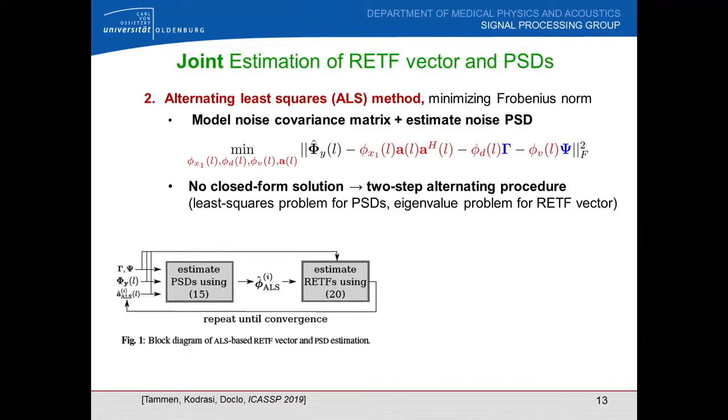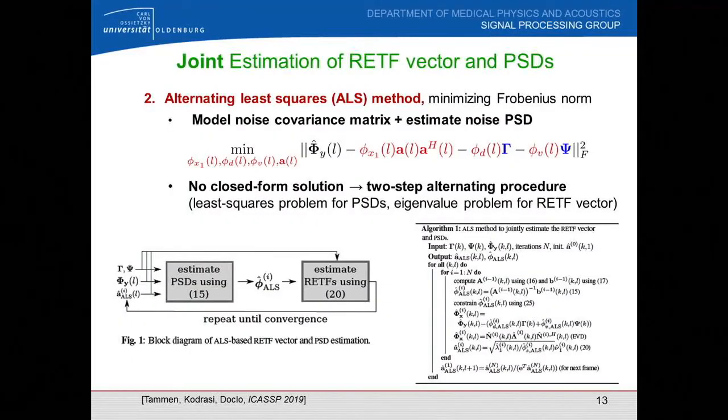Unfortunately, there's no closed form expression anymore for minimizing this Frobenius norm with respect to all of these variables. So what we proposed there was a two-step iterative procedure, where it can be shown that for the PSDs, it's a very easy least squares problem, and for the RTF vector, it's again an eigenvalue problem. And then by iterating it a couple of times, actually not so many times, we typically just do this 2 or 3 times, you can have a quite good estimate of both the PSDs as well as the relative transfer function vectors. Okay, these equations are not that important, it's just in the paper.